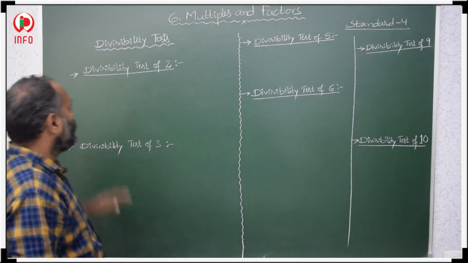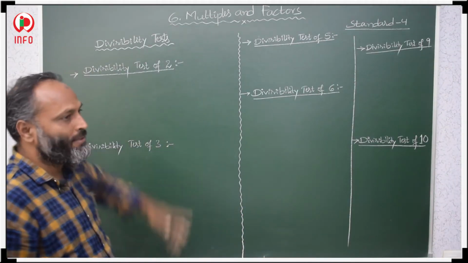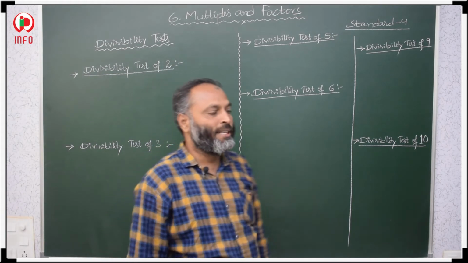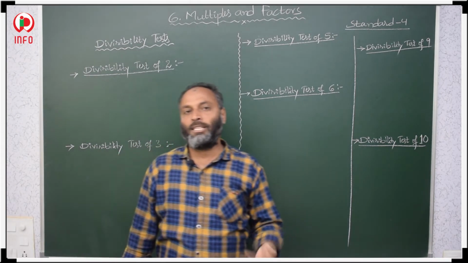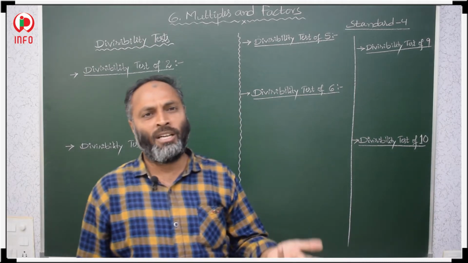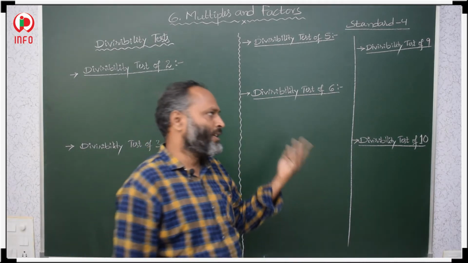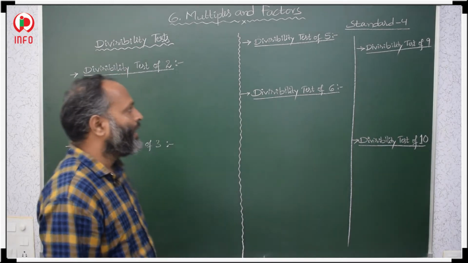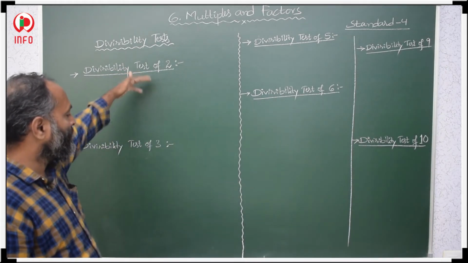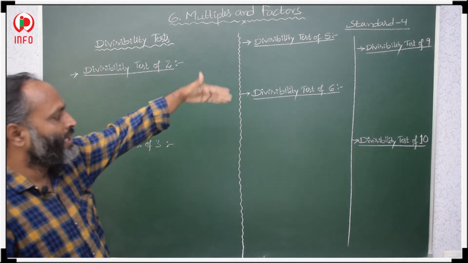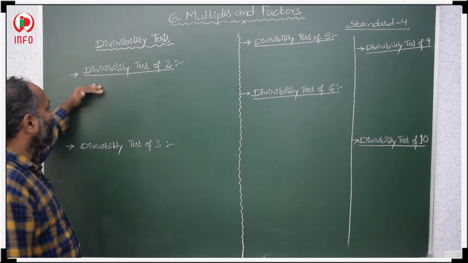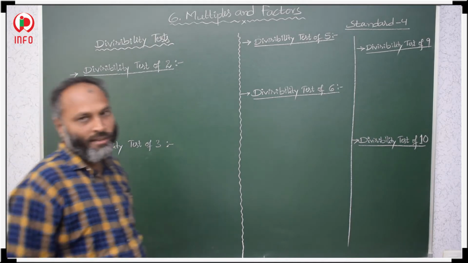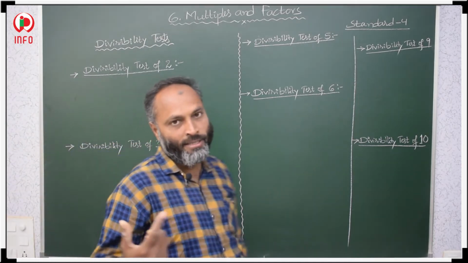Okay. Now students, the next topic is divisibility. What is meant by divisibility? It is how to check whether the given number is divisible by 2, 3, 5, 6, 9, 10, and so on. In your syllabus, the divisibility test for 2, 3, 5, 6, 9, 10 is there. First, how to check whether the number is divisible by 2 or not? It is very simple, we already discussed it.